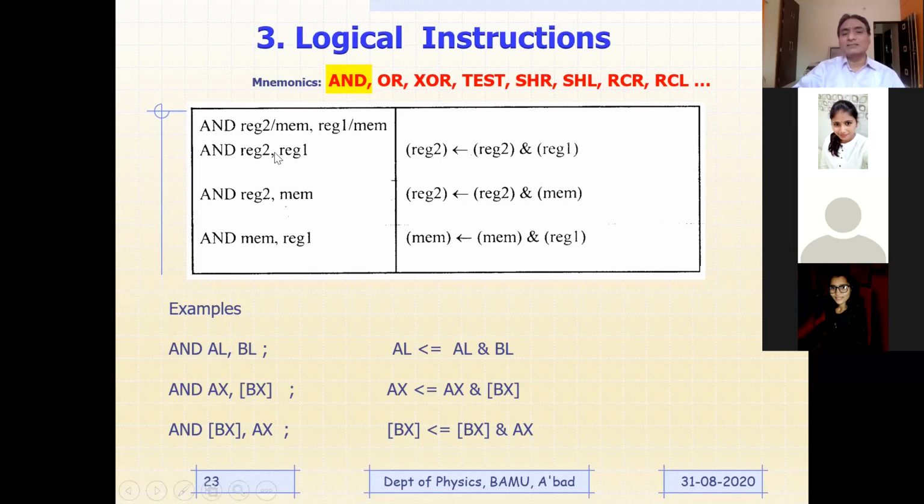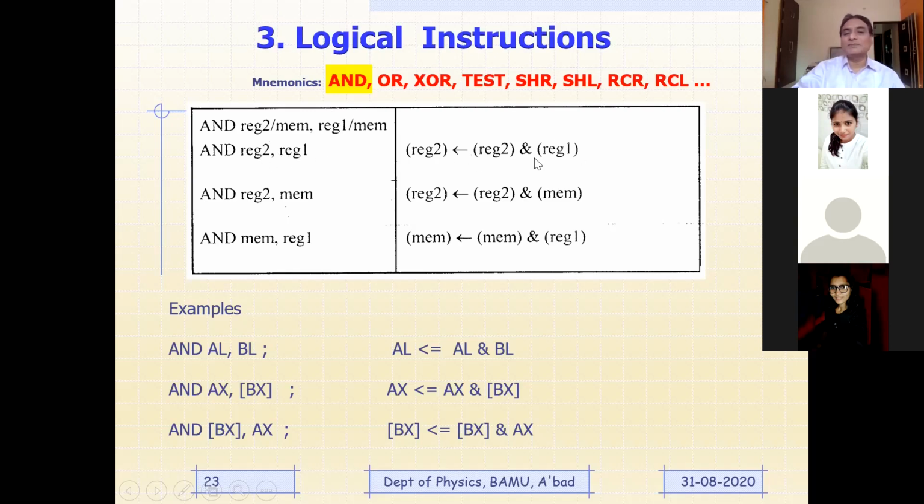You can see there are three different types of AND instruction. The first type is AND register 2 or memory, comma register 1 or memory. What does it mean? This is your destination, and this is your source. The destination can be either a register or a memory location. Similarly, the source can be either a register or a memory location. Accordingly, there can be three different examples. One example: AND register 2, comma register 1, both registers.